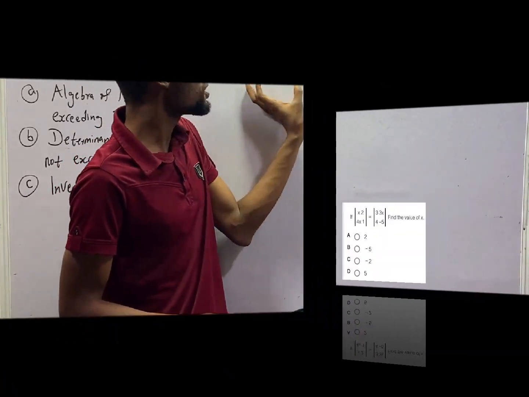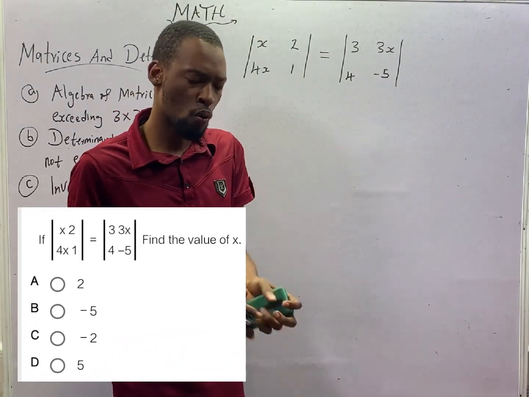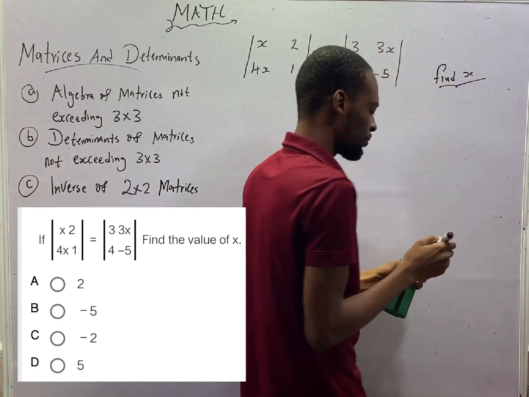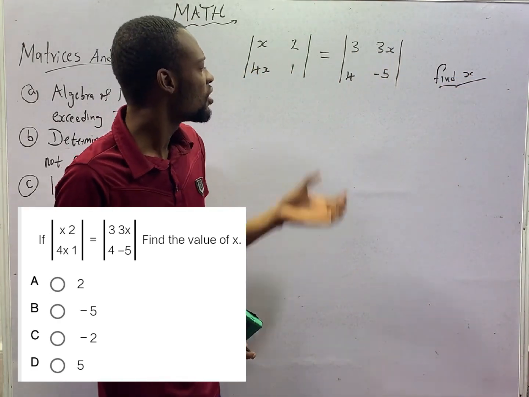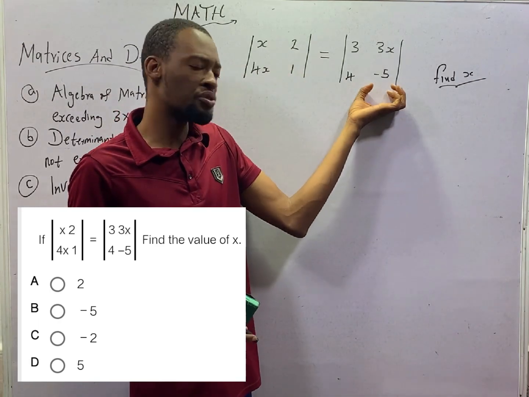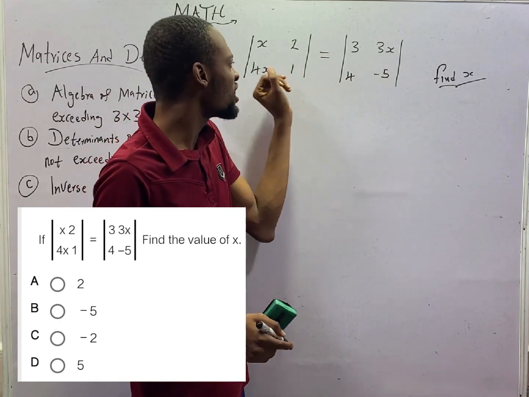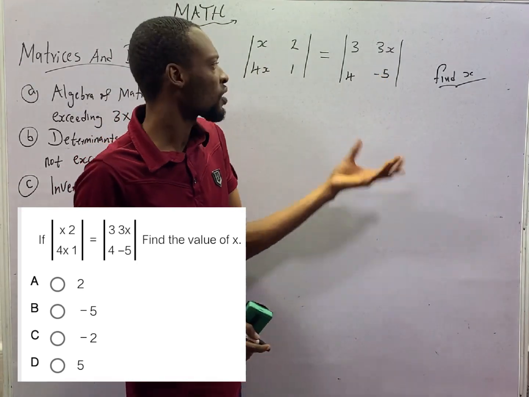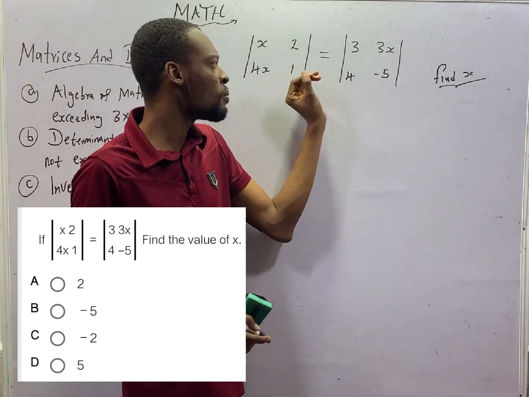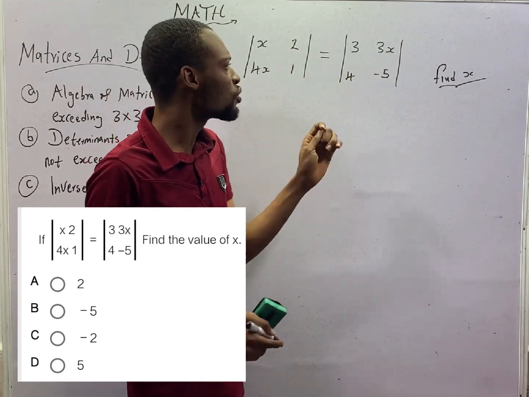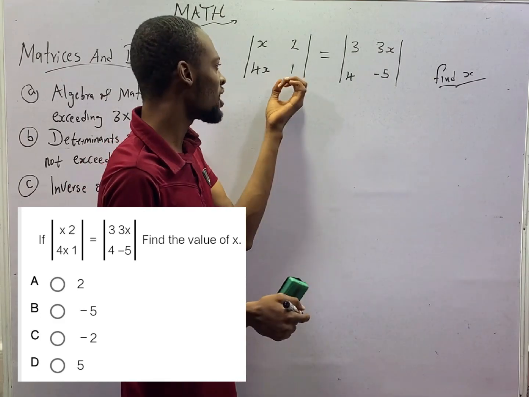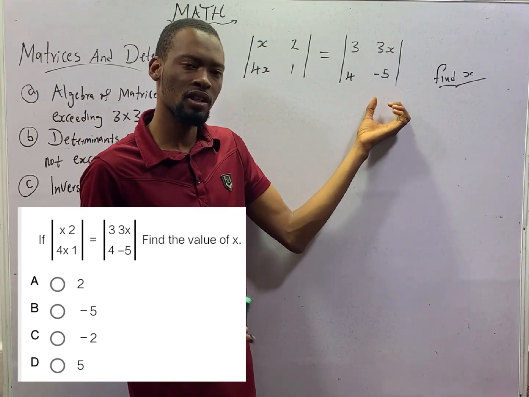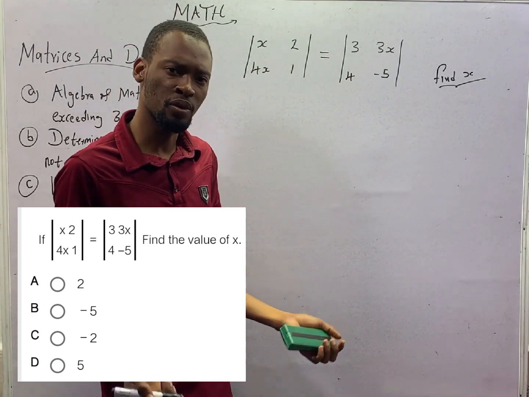It says this matrix is equal to this matrix. What are we to look for? Find S. If this matrix is equal to this matrix, it means that the determinant of this matrix is also equal to the determinant of this matrix. Anytime you are given two different matrices in an equation, and asked to look for an unknown, look for the determinant of the first one and equate it to the determinant of the second one. That would help you get the value of the unknown.